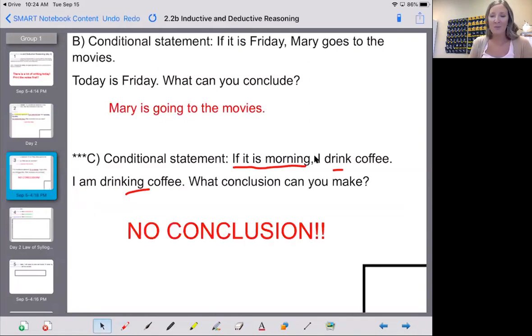This is the one that tricks people every year. I'll say, it is morning. If it's morning, I drink coffee, and I'm drinking coffee. What conclusion can you make? And everyone goes, it's morning. No, it could be evening, even if I'm drinking coffee.